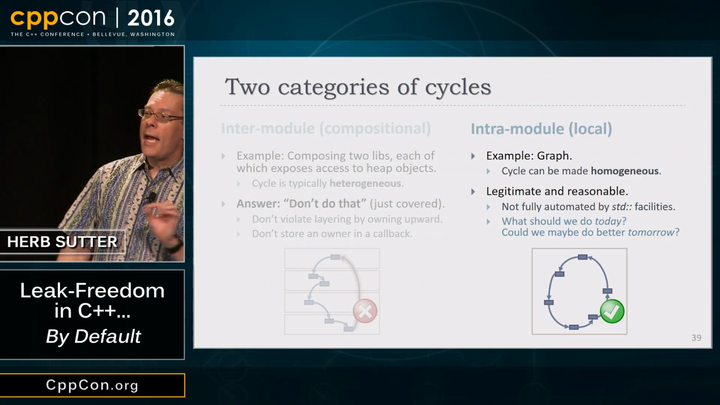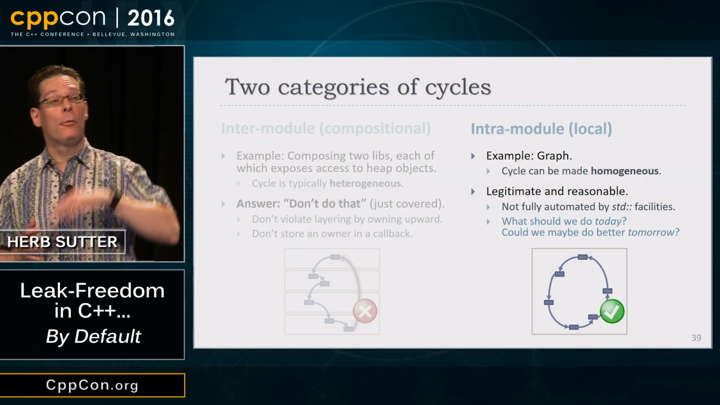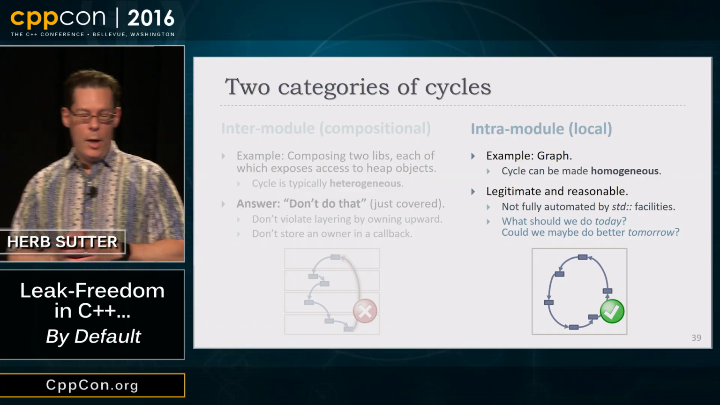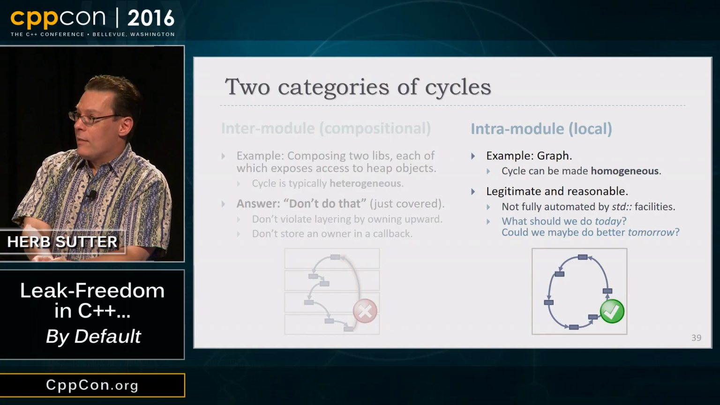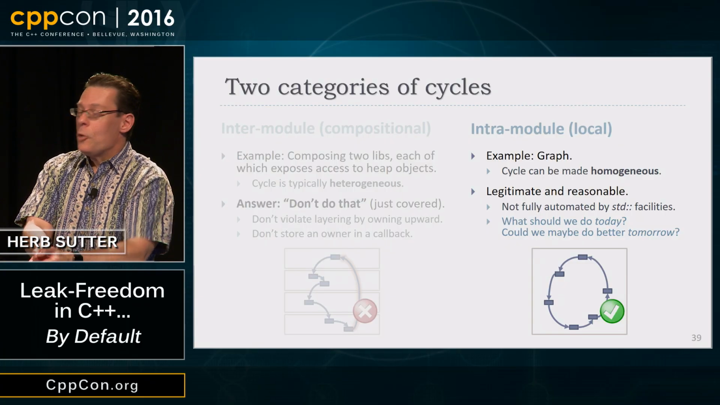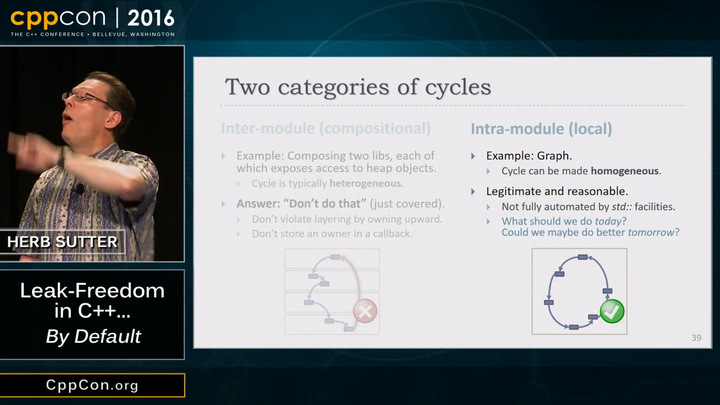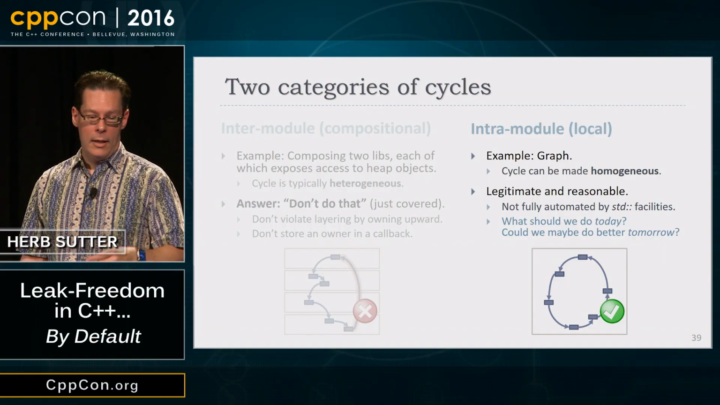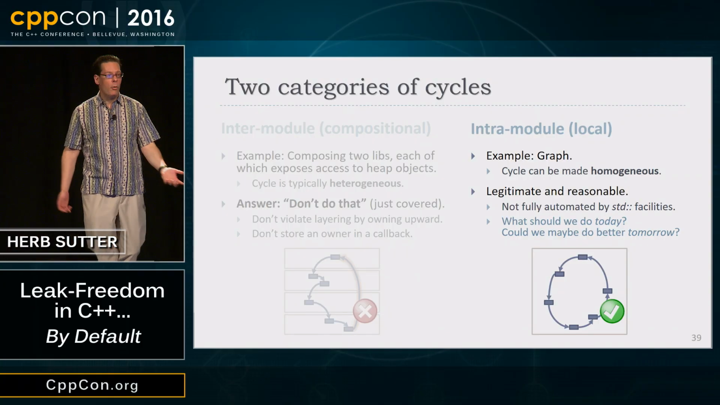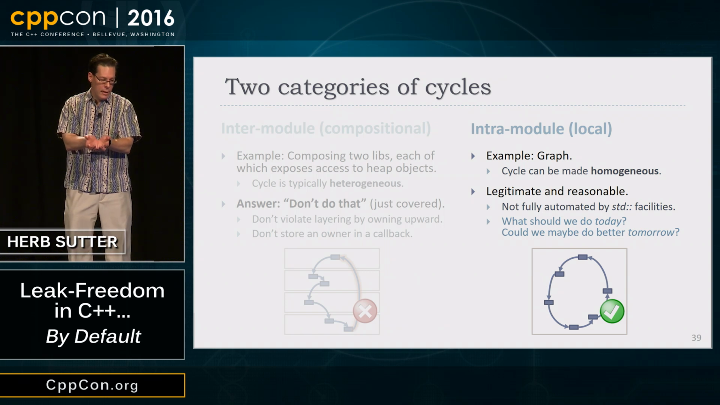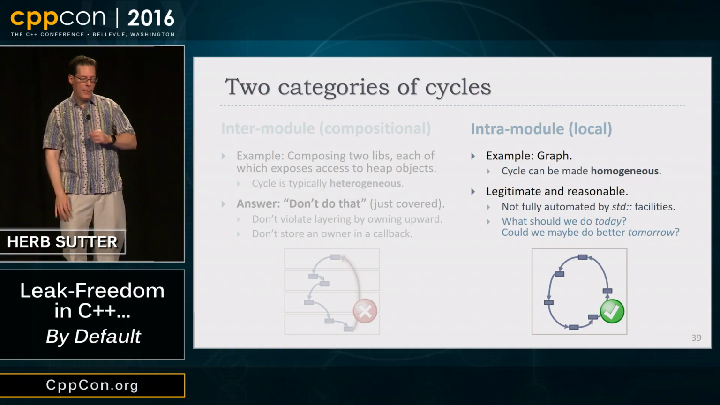But there is another case. What about a graph example? And now we're really going to get to the graph example I promised, where inside a module, perhaps even inside a class, you may have several objects that are on the heap that refer to each other possibly in a cycle. This is not fully automated by using shared pointer, because if you had a shared pointer cycle, it would leak. What should we do today, and how could we maybe improve on that? So let's talk about that case.